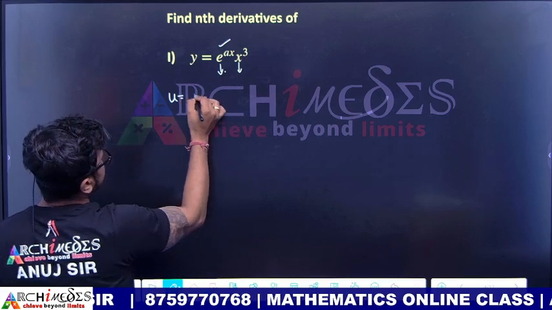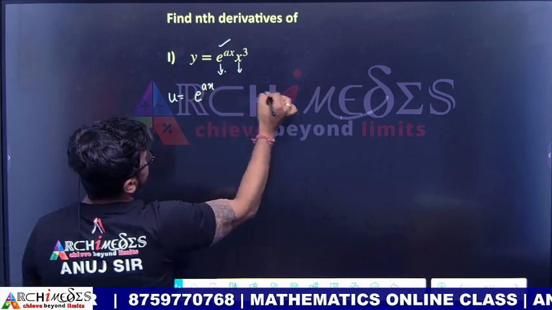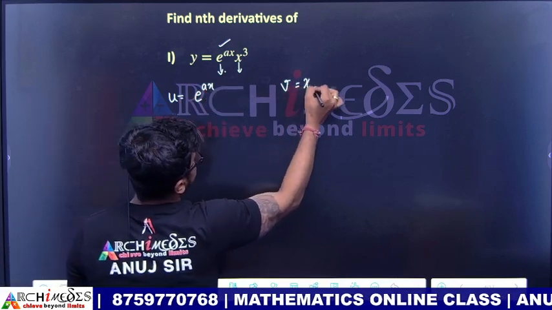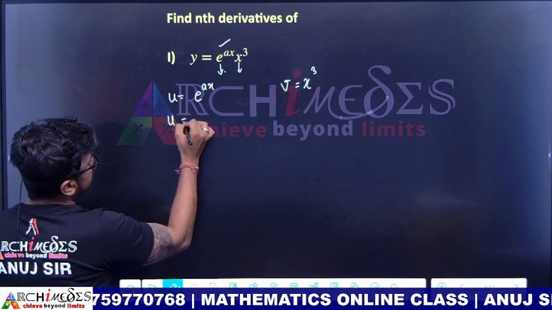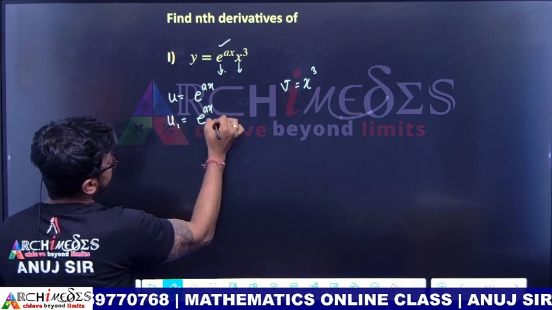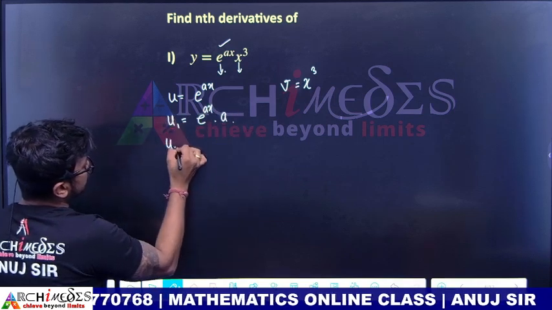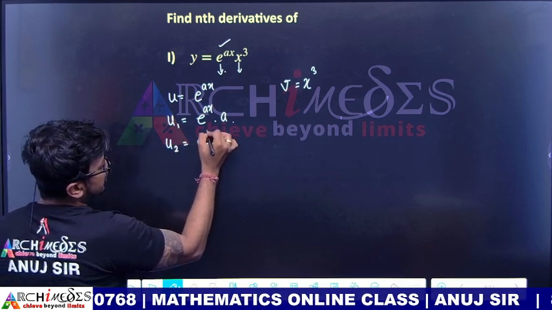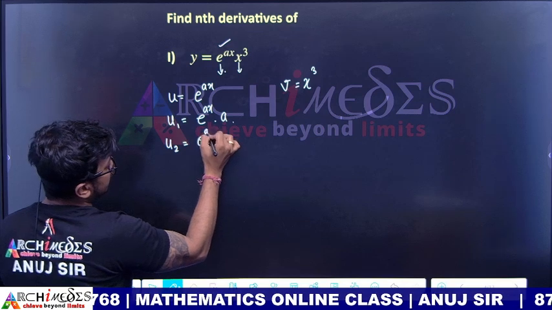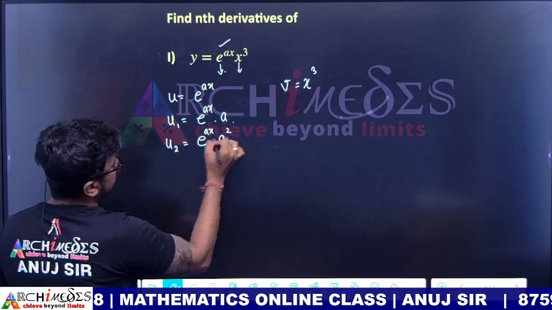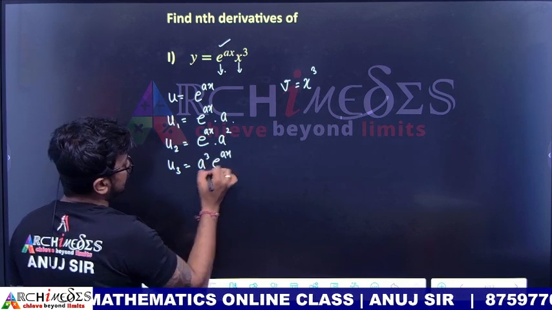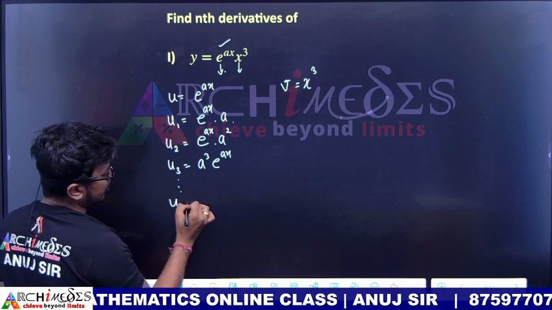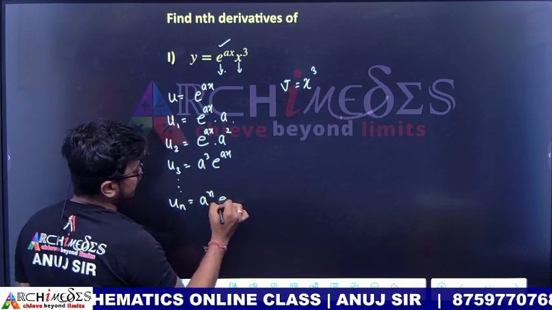So u is e to the power of ax and v is x cube. Here you need un. So what is u1? u1 is e to the power of ax into a. What is u2? u2 is e to the power of ax into a square. Similarly u3 is a cube e to the power of ax. Hence you can say that un is a to the power of n e to the power of ax.